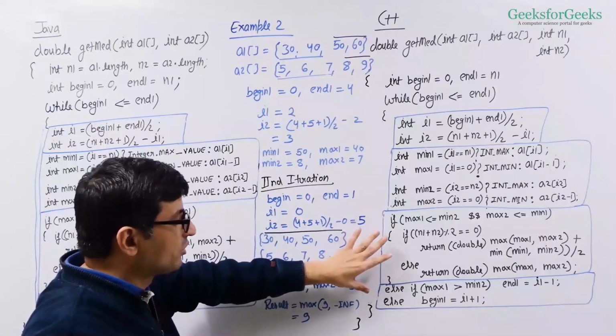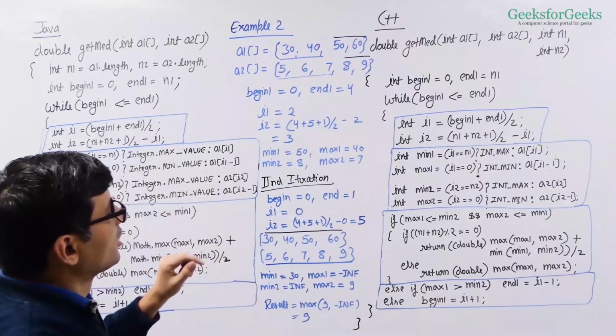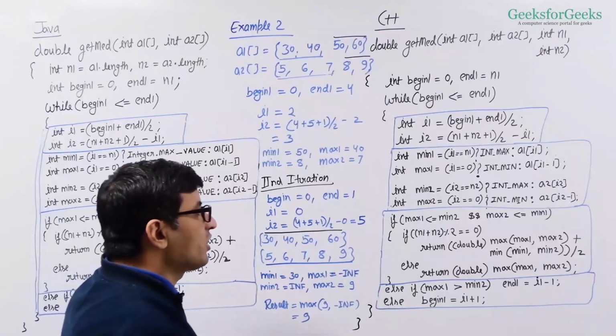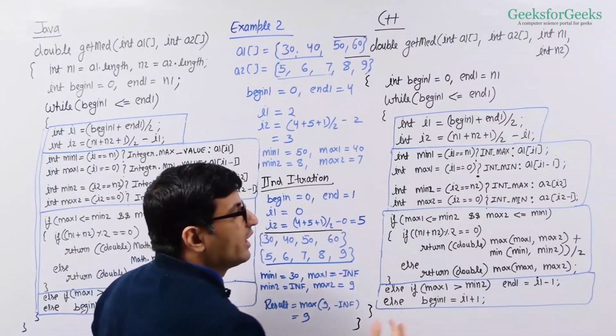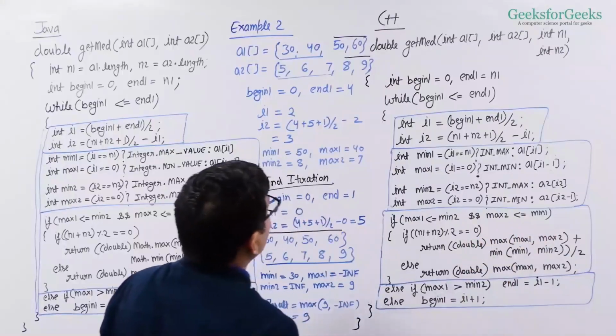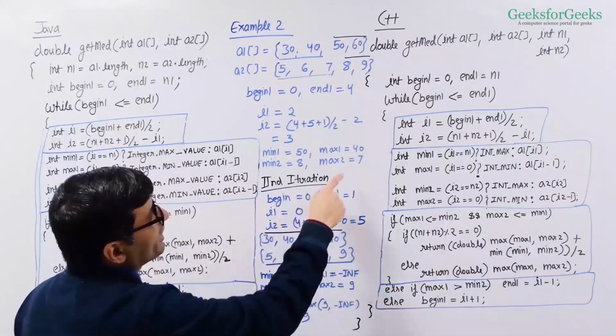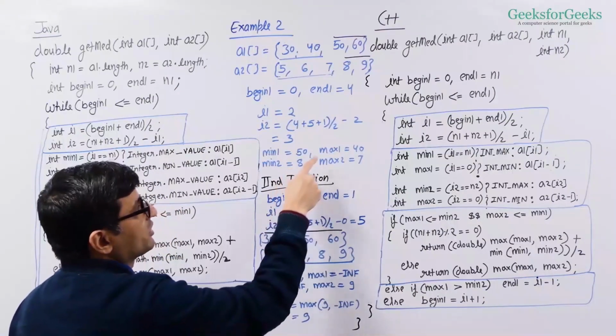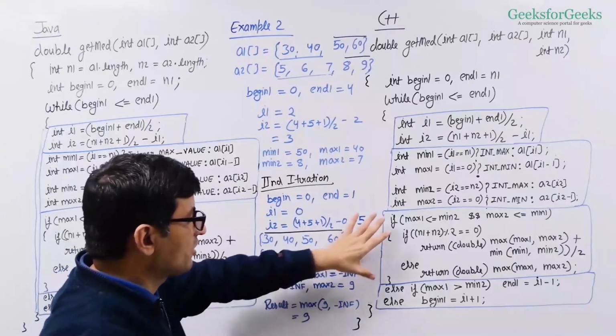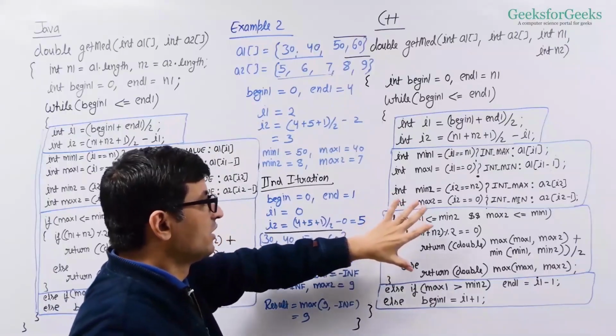If not, then we need to go to the left side or right side. To check whether we have reached the median or not, we compare these 2 things. Max 1 should be smaller than equal to min 2, and max 2 should be smaller than equal to min 1. So max 1 here is 40, and it's not smaller than equal to min 2. So this condition violates, so we have not reached the median.